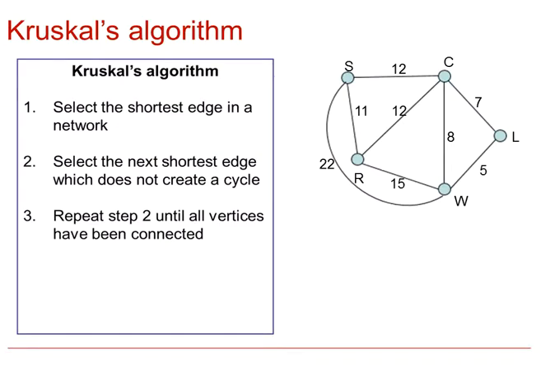Let's work through this example of Kruskal's algorithm with a network together. The first thing you have to do is to select the shortest edge in the network. This is WL, which is of value 5. After that, the next shortest one is CL with a value of 7. This looks like it's building like Prim's, but actually it doesn't have to be connected. Subsequent to that, choose SR with a value of 11.